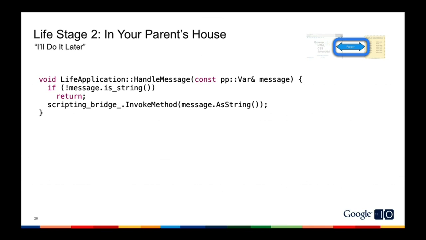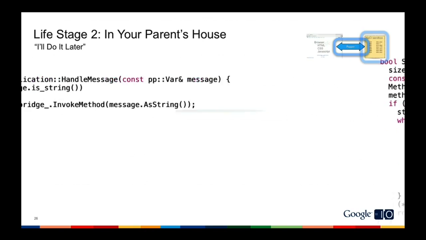So here I am on the Pepper bridge implementing handle message. So this is the other end of the post message. So post message happened in the browser. It copied the data, put it on the Pepper queue, and returned. So the browser's now off and running again. Now here I am in the NACL module in the Pepper bridge, and I get a variant. And I say, well, if it's a string, then I'm going to do the mirror in the C++ of invoke method. So I just pull the string value off and call my scripting bridge.